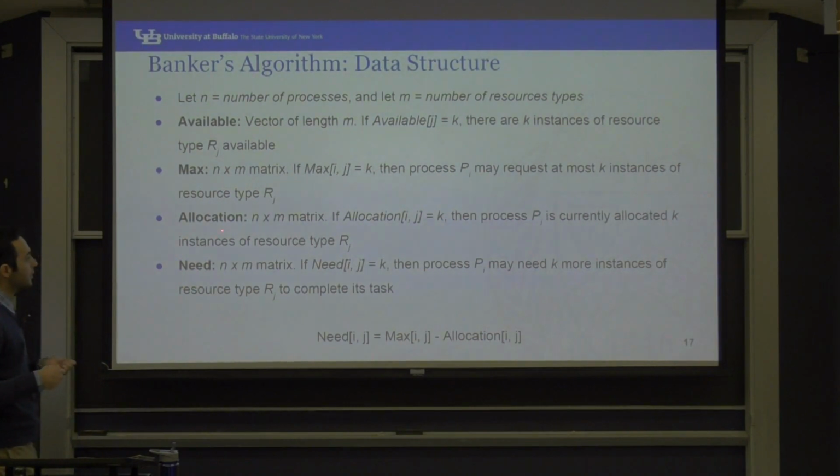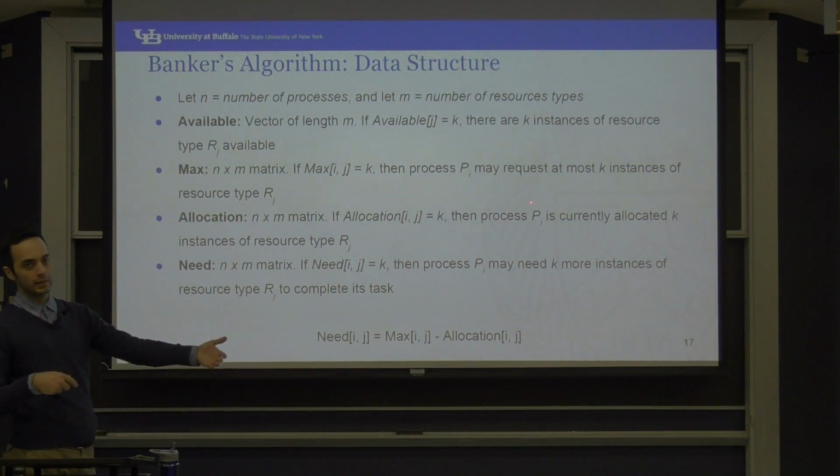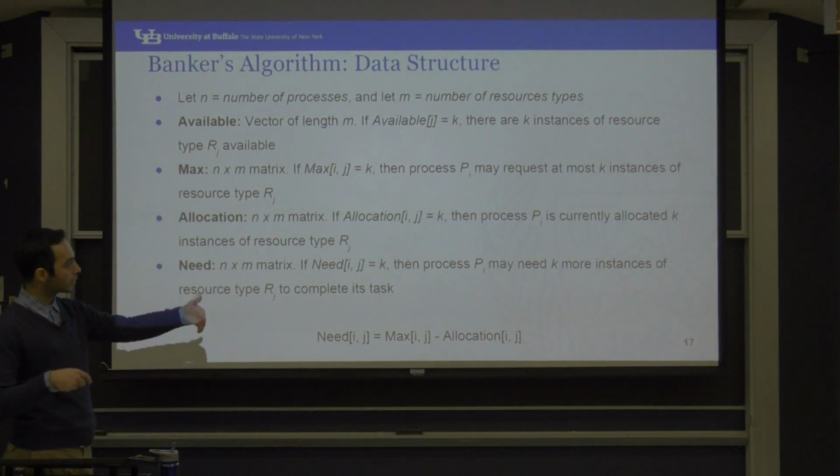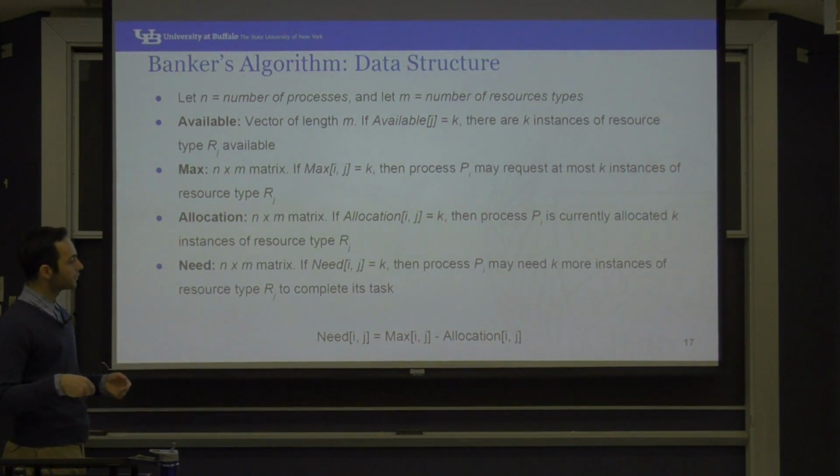An allocation matrix is, again, an n by m, which does not reach maximum, but it's like a current state. At the current state, the process I is holding K instances of resource type J. All right? And then the need is basically complementary to this. So it's holding so much, so it may need K more instances in the future. These Ks are not the same case, basically.